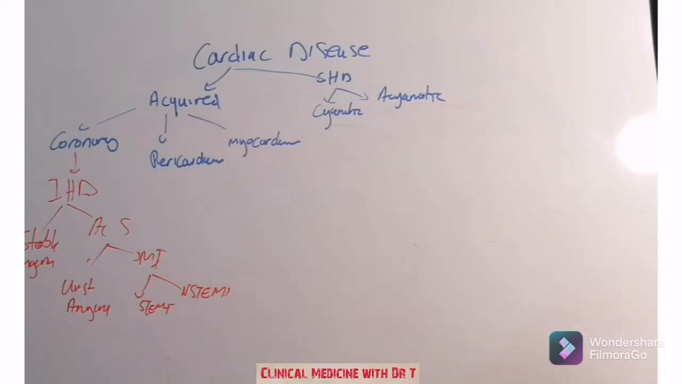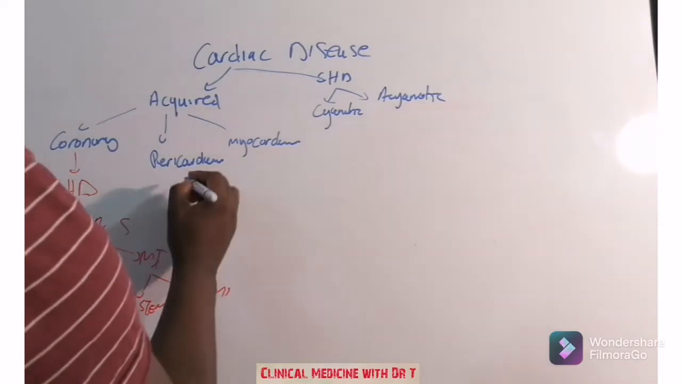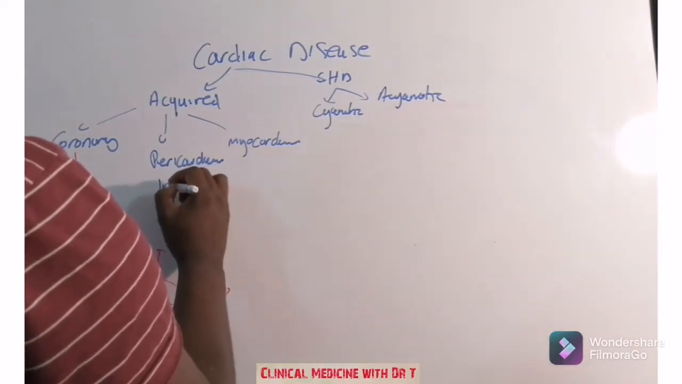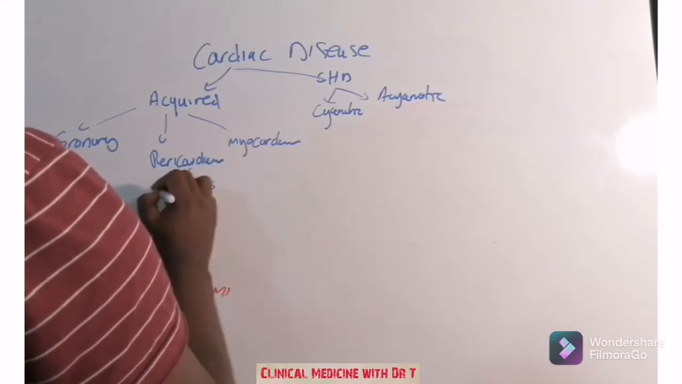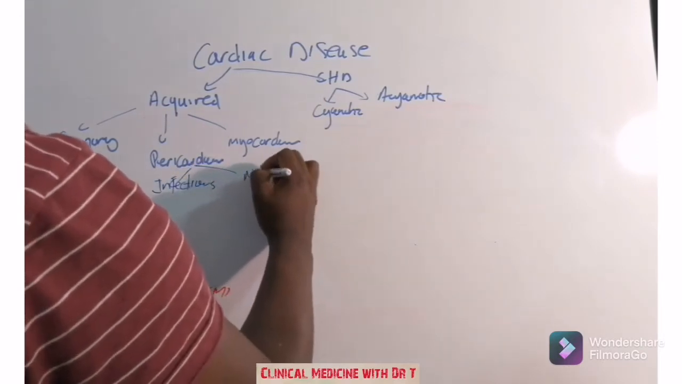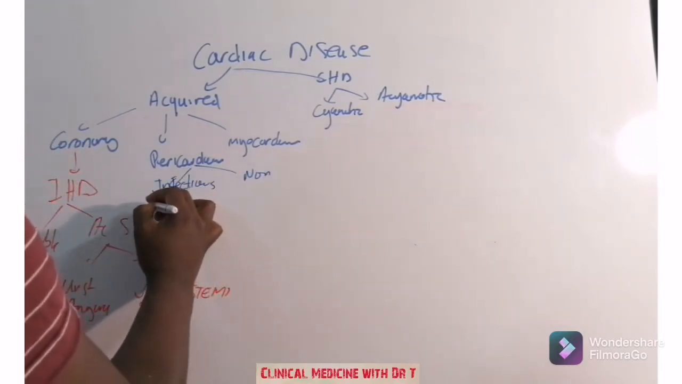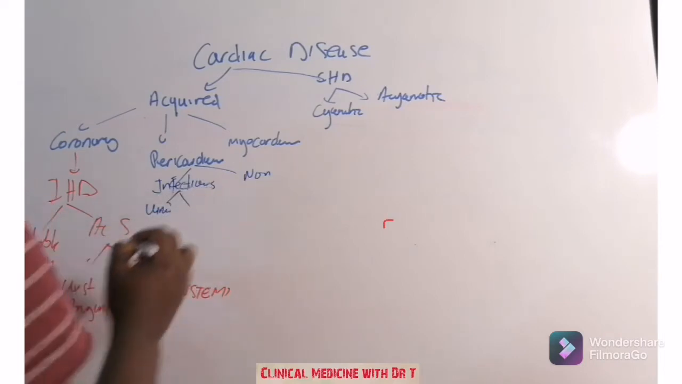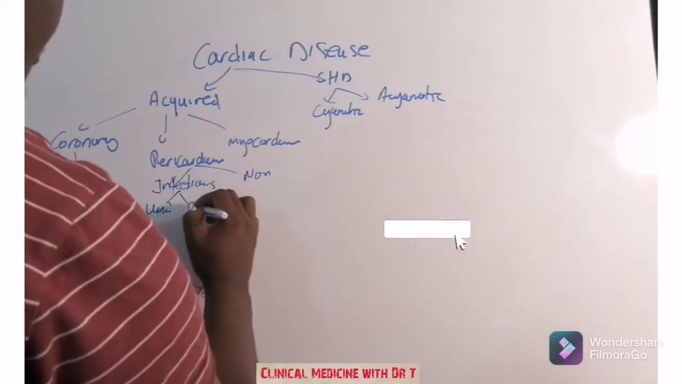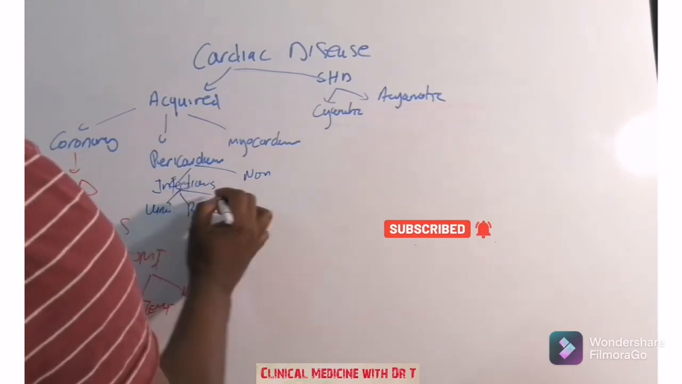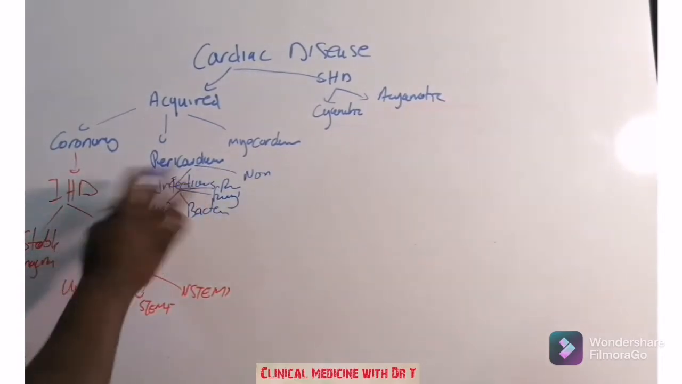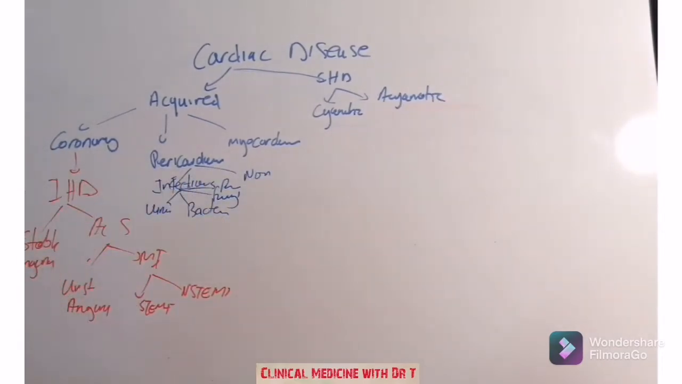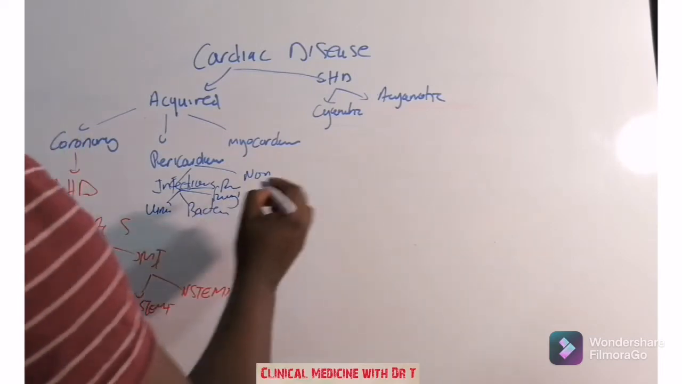That's that side. Then when you come to the pericardium, quickly, you've got your infectious causes, and you have non-infectious causes. We've spoken about the viruses, different viruses that can cause pericarditis. We've spoken about the bacteria. We've spoken about the fungi. We've spoken about the parasites that can give you infectious pericarditis. Then you've got non-infectious causes.